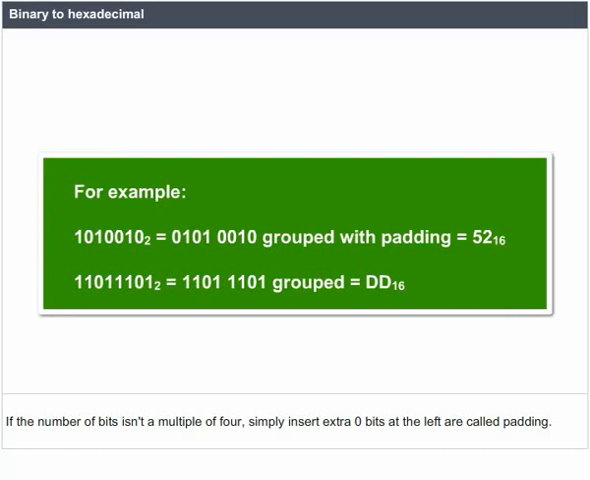11011101 to the base 2 equals 11011101, which, grouped in fours, equals DD to the base 16.